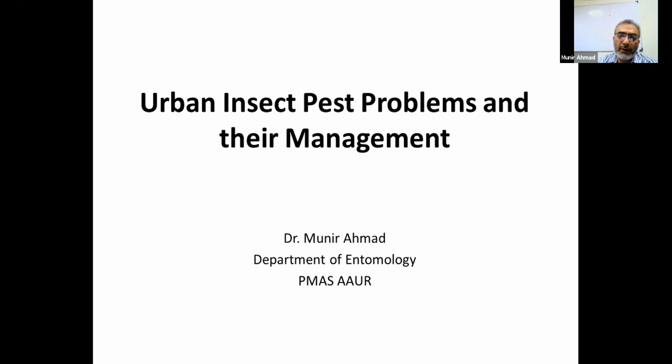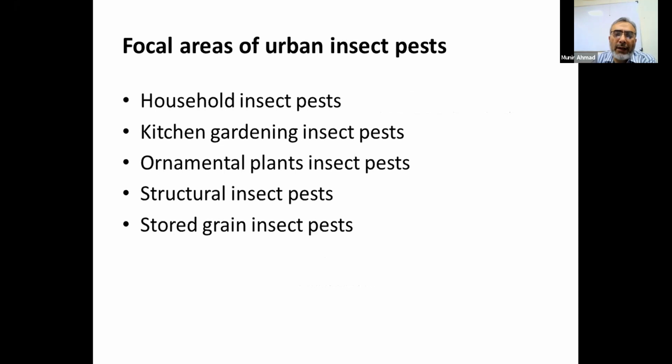So I've classified these focal areas into different categories to understand, because in my belief, the audience is not only entomology students but also general students. The categories can be like household insect pests, the insects which live with us in our houses. And the second category is that we grow plants as kitchen gardening, not only for ornamental purposes but for fruits and vegetables also. So some of the insects relevant to this will also be discussed.